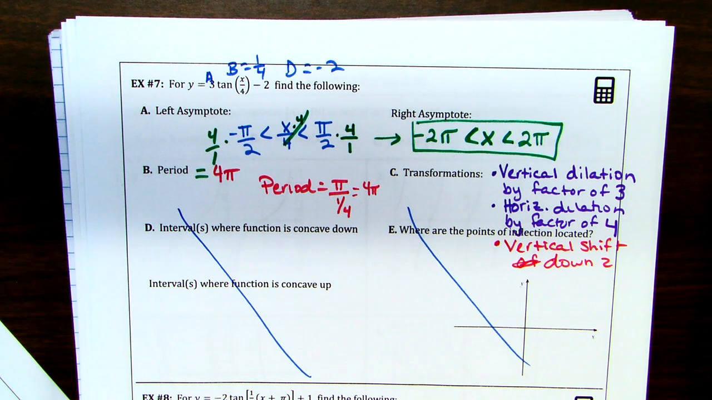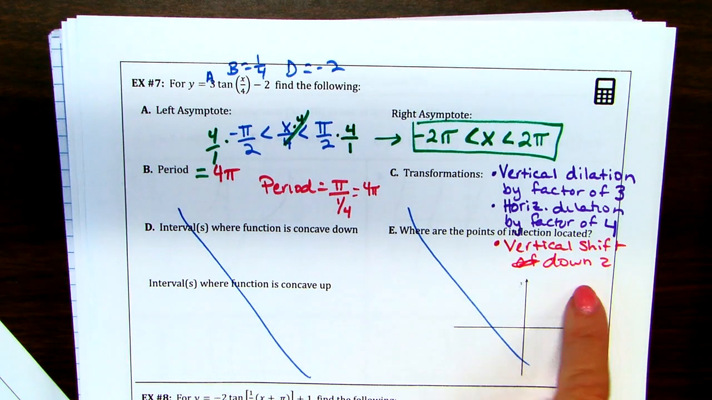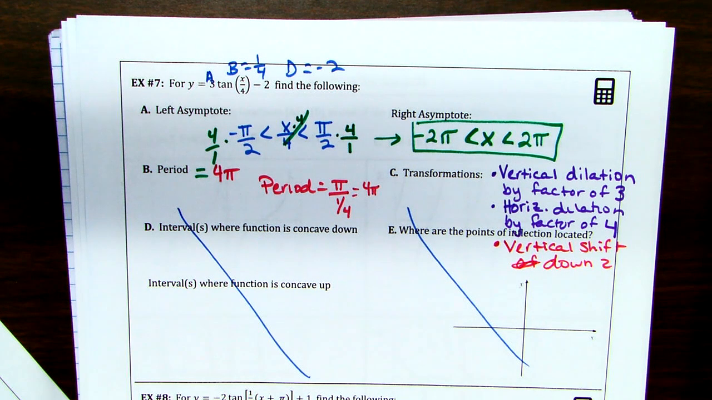So if there was a C value, you would say a horizontal shift. It just takes the points, picks them up, and moves them left and right. Just like up and down, it takes all your points and moves them up and down. Good?